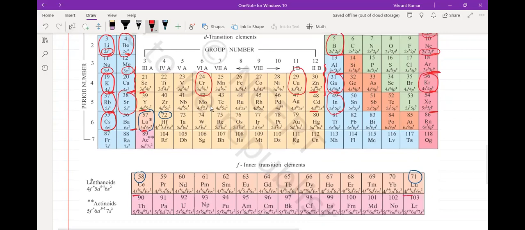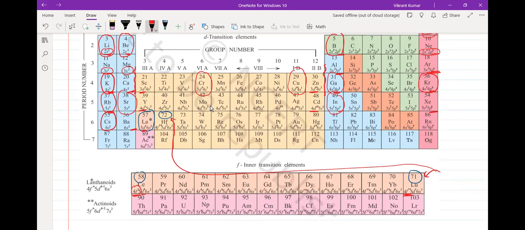So 4f, yeah, because D1 fill ho chuka tha, that's why when we are making D0, it will become 4f2, and then up to 4f14 we have filled from cerium to lutetium. Is it okay? And after the complete filling of 4f, na, we are coming back to here for filling of 6d, 5d. Is it okay?